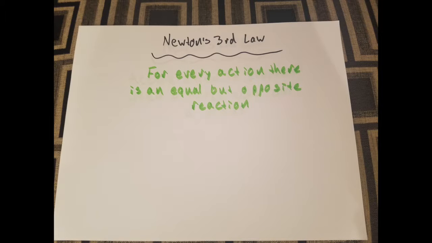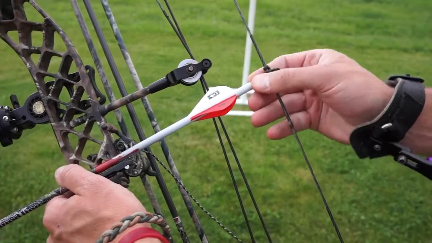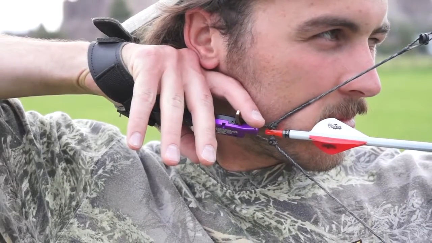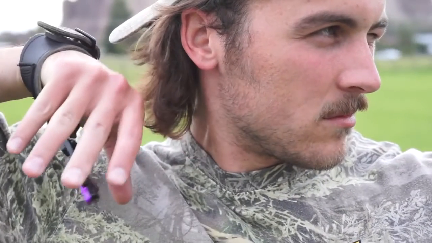Newton's third law is for every action there is an equal but opposite reaction, and when you knock your arrow or you attach it to the string and pull back and then release, the string is pushing on the arrow and the arrow is pushing on the string with an equal force.